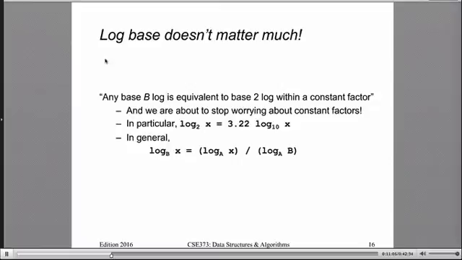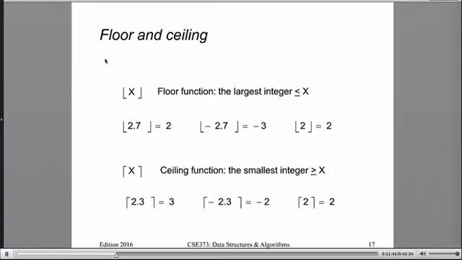Like I said, the base doesn't matter because we can change it by a constant. The rule is log of x in base b is equal to log of x in base a divided by log of b in base a. So changing the base is only a constant factor. It's just like you multiply the log by some factor. So we don't care about the base, and the default base we use all the time is 2, because in the computer that's the preferred base.